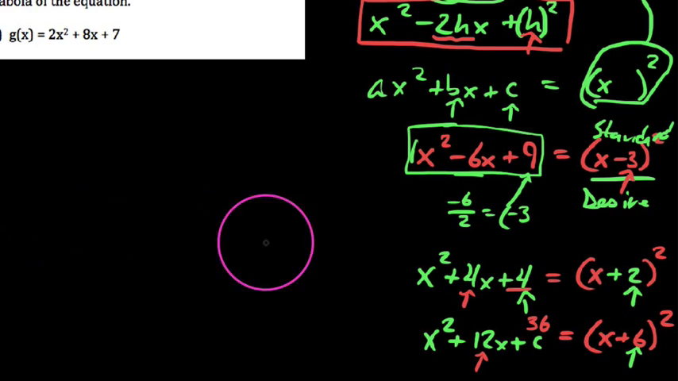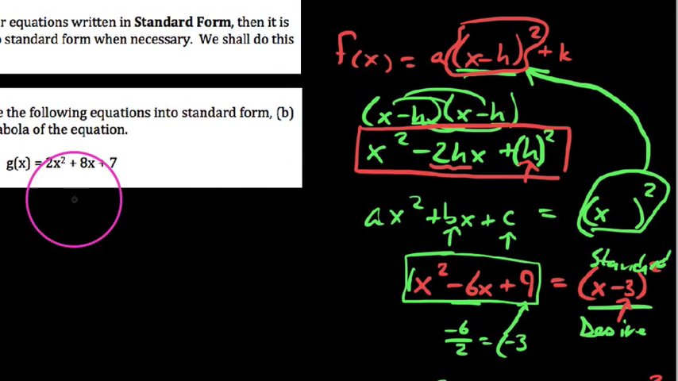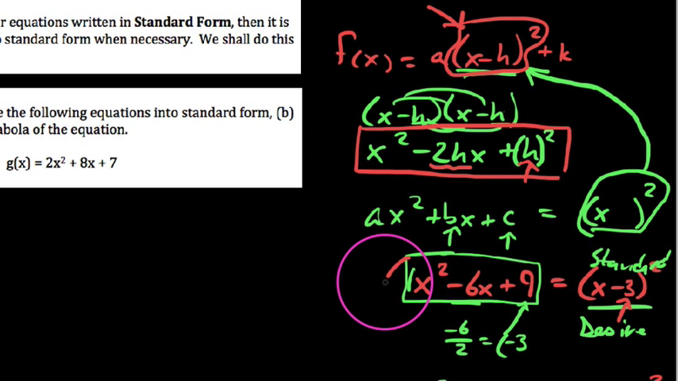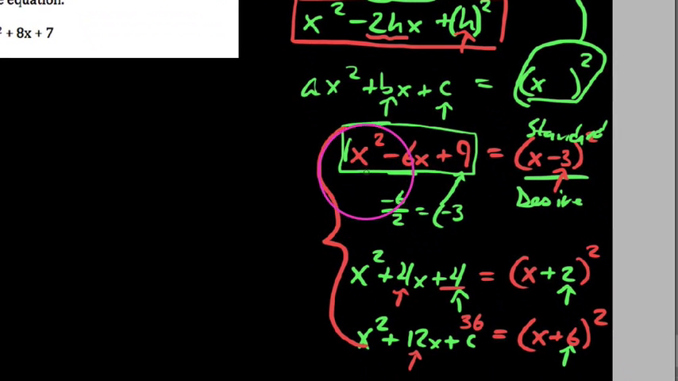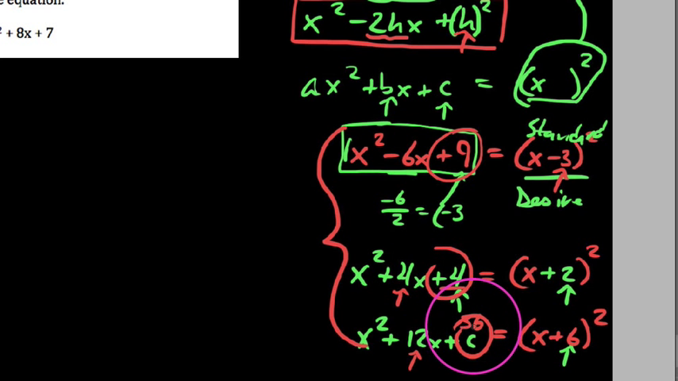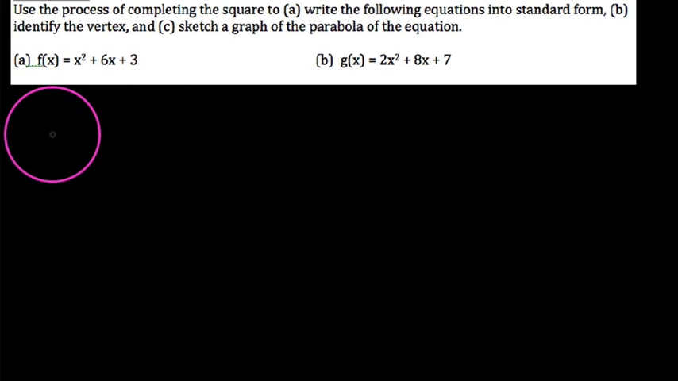So that being said, if our goal is to get things rewritten into standard form, then we're going to have to cause these things to be able to be factored down into perfect square binomials. And if that is the case, then we need to rewrite our things as trinomials where the last term, right here, is always half of the middle term squared. Okay? So let's go ahead and start by taking a look at example A here.